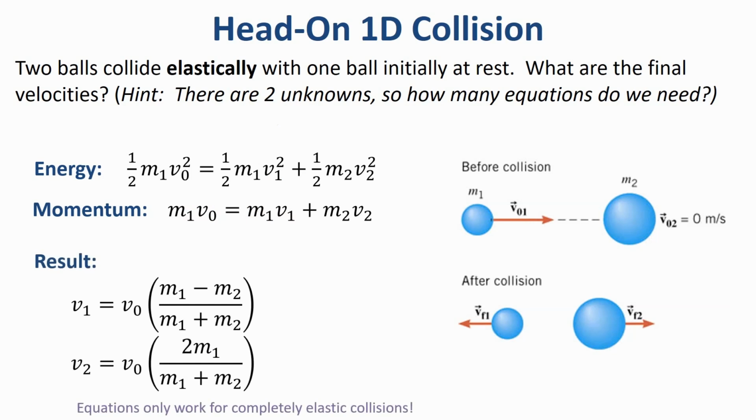And when we do that, we get some simple equations. v1 equals v0 times this term about masses, and v2 equals v0 times this product of masses. Now remember, they only work for completely elastic collisions. We're also assuming that object 2 is at rest.